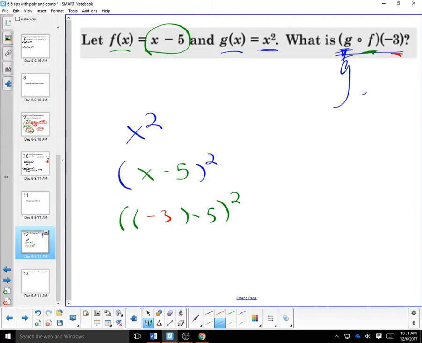Because there's no more variables, I just do it. So, what's negative 3 minus 5? There's a negative between them. Okay. So that's negative 8 squared, which makes 64. Not so bad, right? So you're just plugging stuff in. Yeah, Russian nesting dolls. Throw this into this and throw that into something else, over and over again.